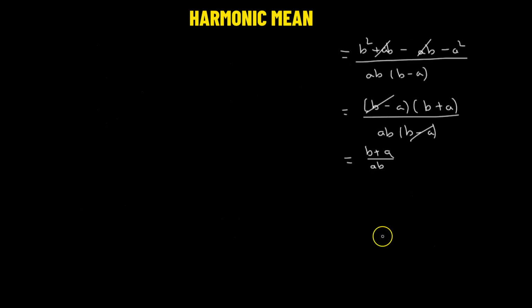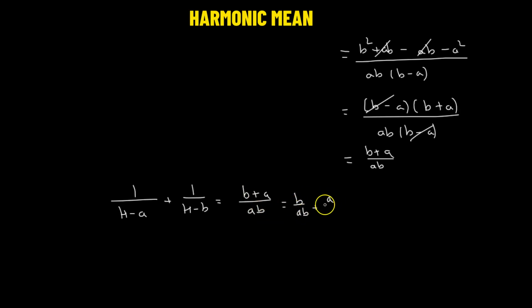So we started out from the right hand side with 1 over h minus a added to 1 over h minus b, and we ended up with this particular value, b plus a over ab. Now what's b plus a over ab? That's nothing but b over ab plus a over ab. So b over ab means this is 1 over a, and a over ab means we have 1 over b. So therefore we have finally shown that 1 over h minus a added to 1 over h minus b simply equals 1 over a plus 1 over b. Hence proved. Let's move on to the next problem.